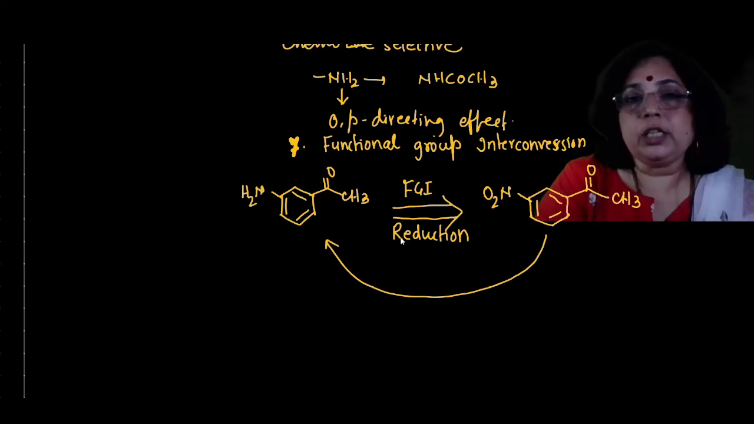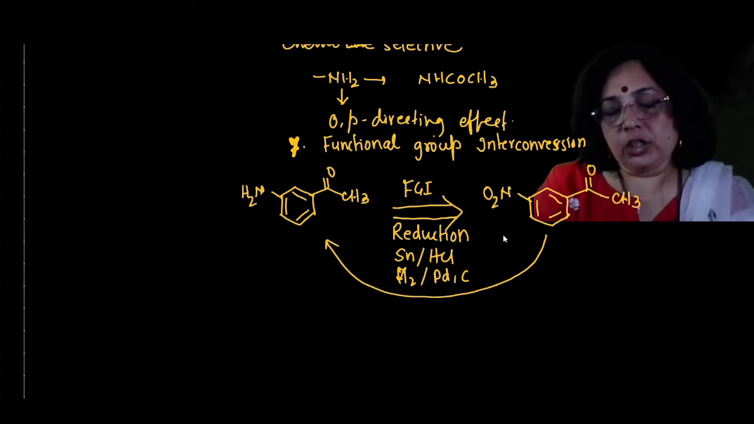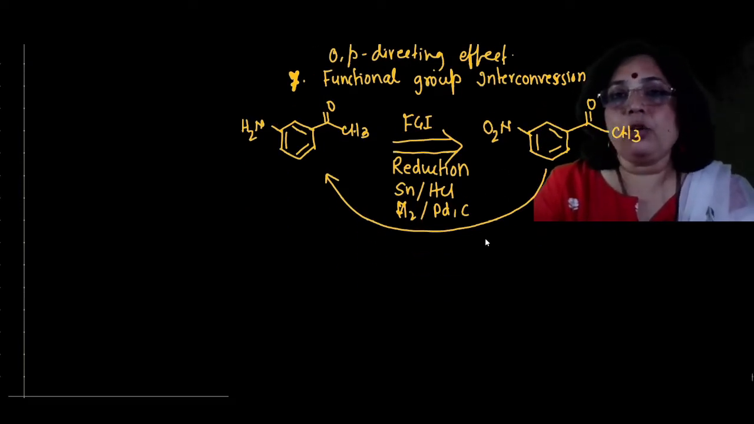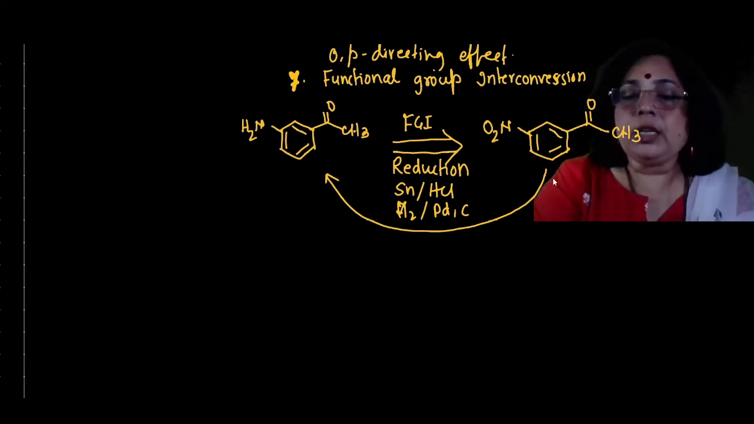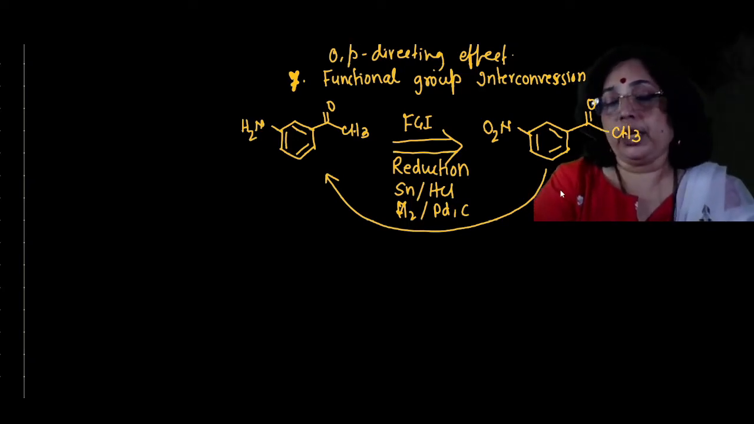So of course the reagents are also required. That is Sn/HCl, or you can use H2 and palladium on charcoal, etc. There are so many reducing agents. So these reaction conditions we keep aside for now. The only thing is we have to apply FGI over here. Now let us see whether the problem becomes more complicated or less complicated.